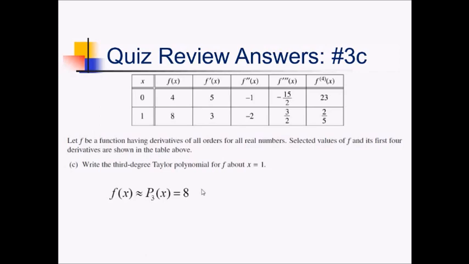And then we're going to have f prime of 1 times x minus 1. f prime of 1 is 3, so this is going to be 3 parentheses x minus 1. Next, we're going to have an x minus 1 squared. And on the outside, we're going to have our second derivative, negative 2 over 2 factorial times x minus 1 squared. And then finally, we're going to have our third derivative, 3 halves, times x minus 1 cubed, and we're going to have a 3 factorial in the denominator as well.